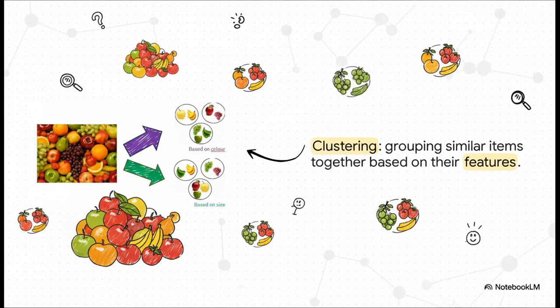And on the flip side, this is a perfect example of unsupervised learning. It's called clustering. You don't tell the computer what a group is. You just give it a big pile of fruit, and it figures out all on its own, hey, I can group these by color or maybe by size. It discovers the hidden structure all by itself.